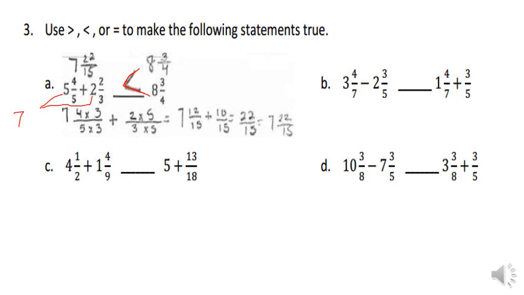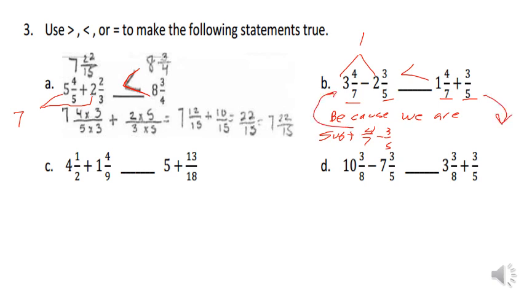On our second one here, if I take 3 minus 2, that gives me 1. And here I'm taking 4/7 minus 3/5. Over here it's 4/7 plus 3/5. So that means this one here is going to be less than, because we are subtracting 4/7 minus 3/5. And on this one right here and this one here, we are adding 4/7 plus 3/5.